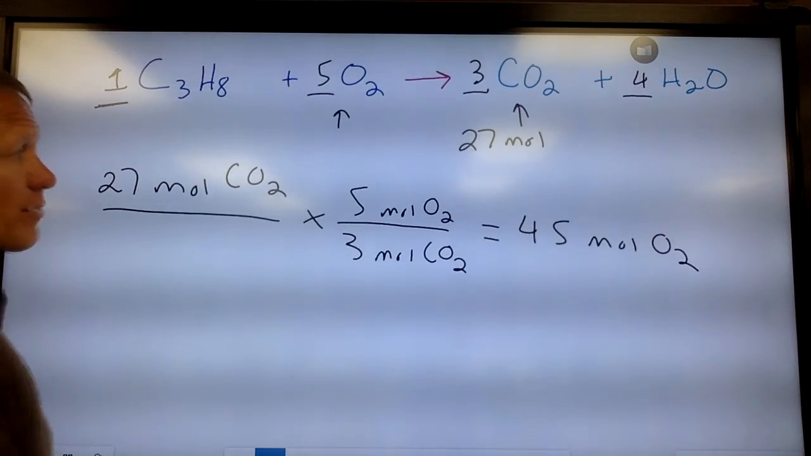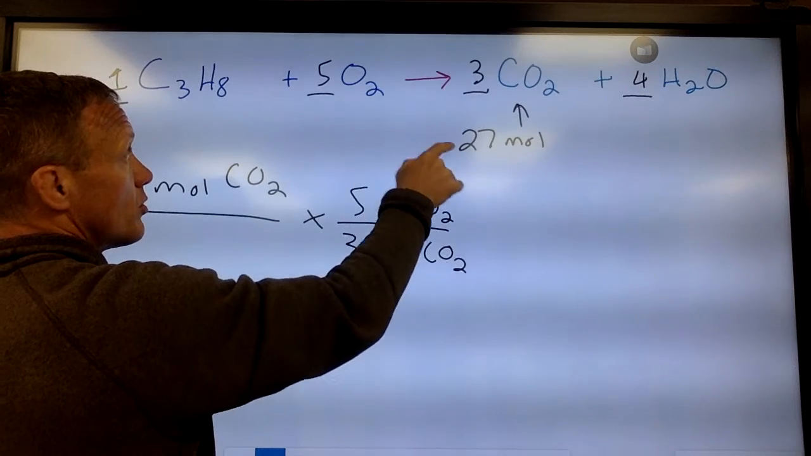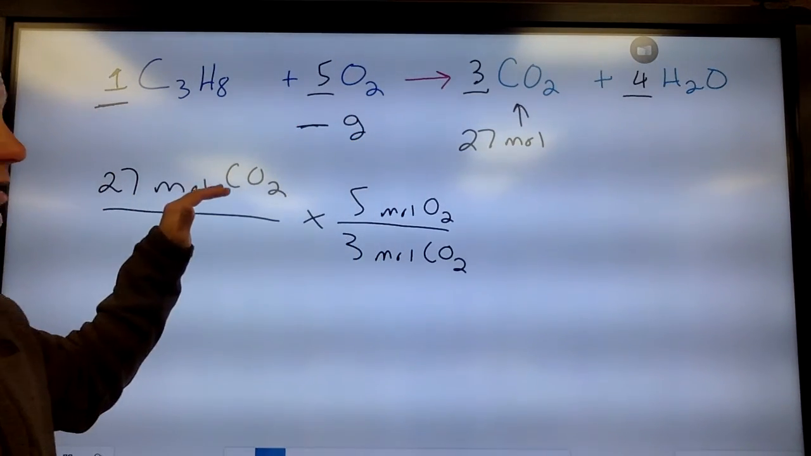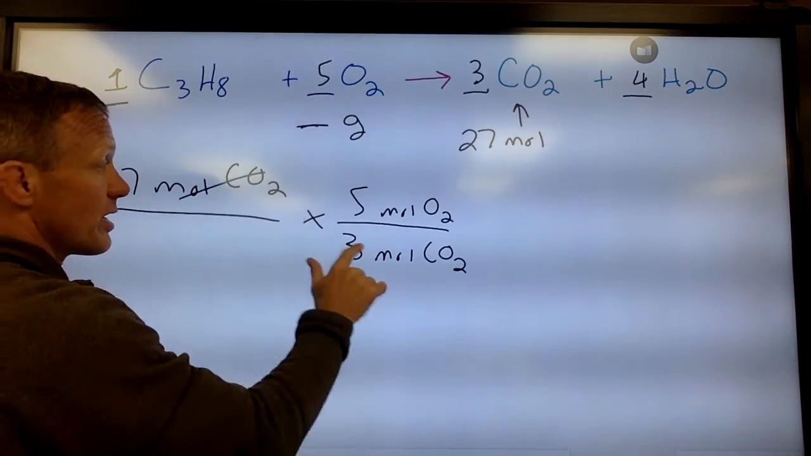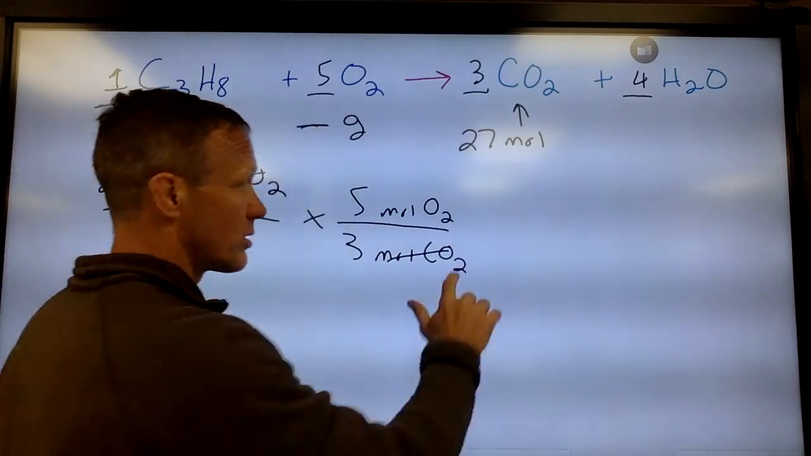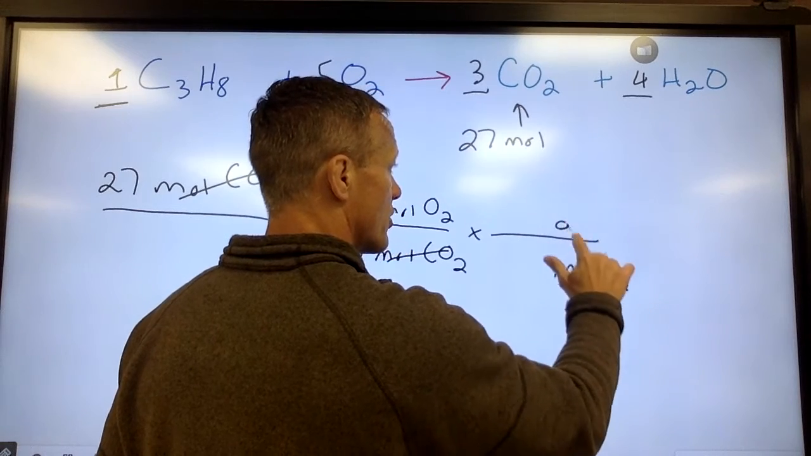If it was a moles to grams, so let's just say it was moles to grams. So instead of saying moles to moles, let's say we want to know how many grams of oxygen it would take. So we do the same thing. Start with 27 moles, we do our ratio, which gets us to moles of oxygen, so those cancel. And then we just got to do moles of oxygen to grams of oxygen.